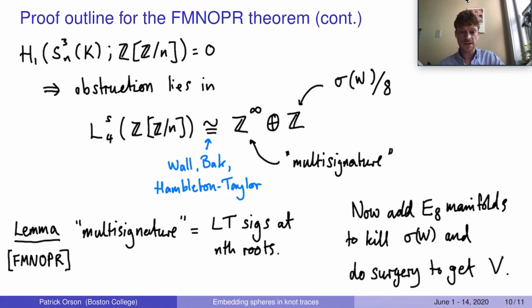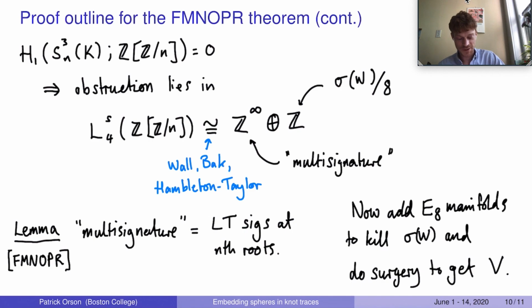And now we want to kill this next part. So we'll just add copies of the E8 manifold of Freedman, possibly the reverse orientation, and that's going to knock out that signature component. So there is now no obstruction. We do 2 surgeries, we kill by 2, and now we get this V that we wanted, which is homotopy equivalent to the lens space.